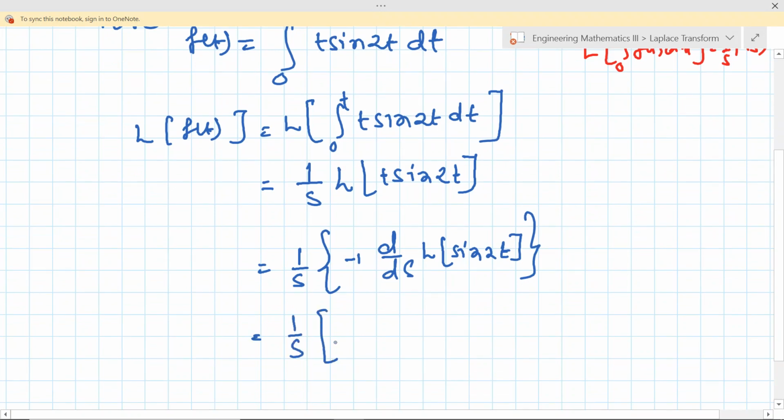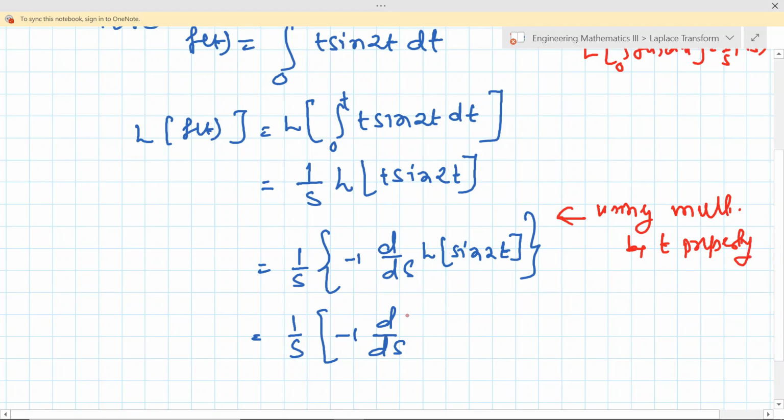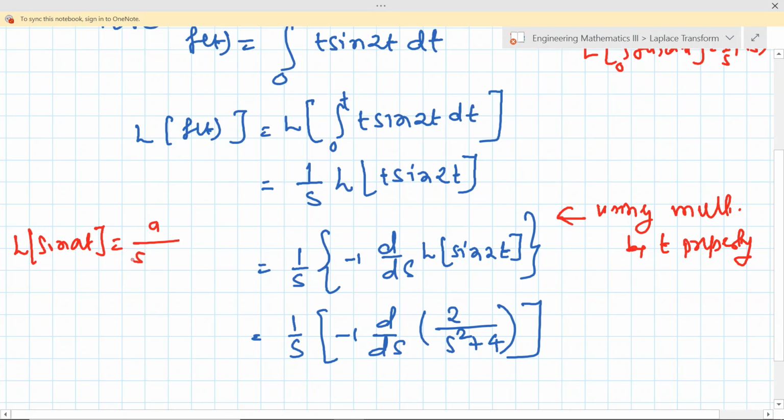See, a lot of calculation I have used here, so you just need to understand properly. So minus 1 d ds, derivative of what? I have used here the multiplication by t property. So d ds of Laplace of sine 2t, which is nothing but 2 divided by s square plus 4. Laplace of sine at is a upon s square plus a square. This is the standard result that we have.